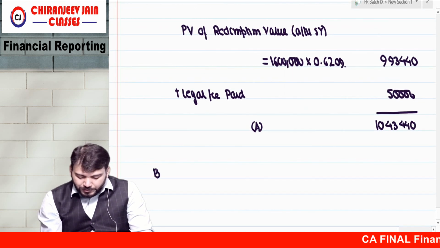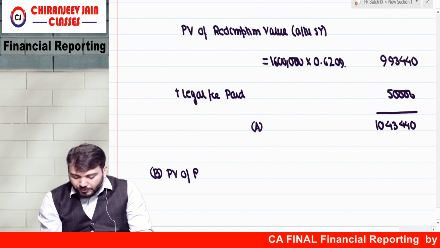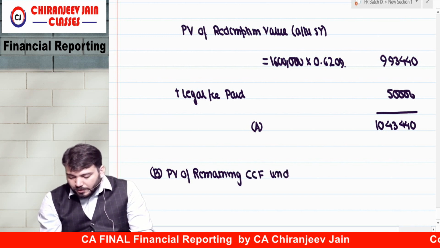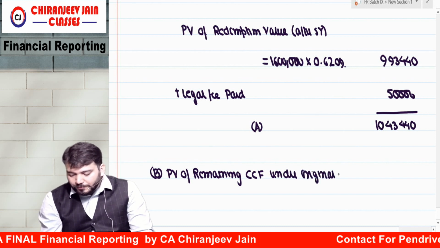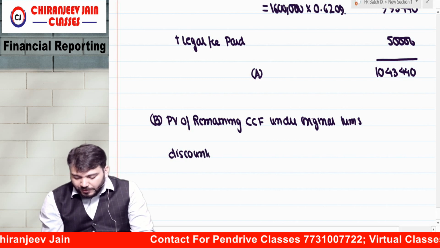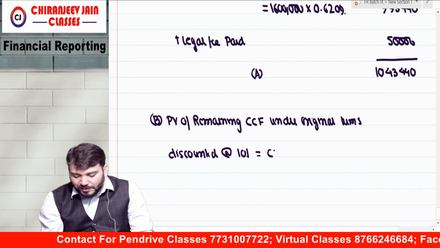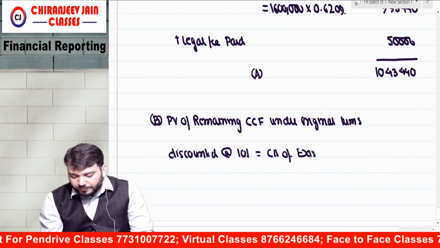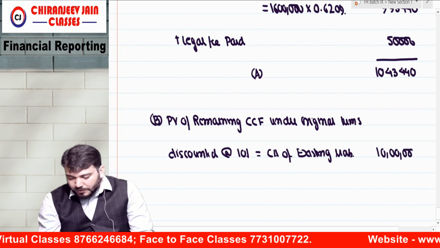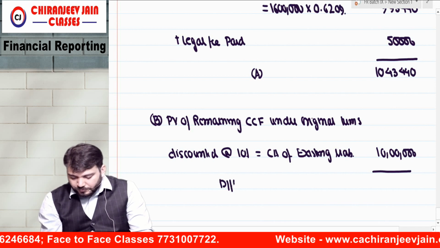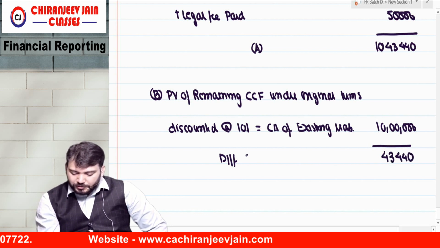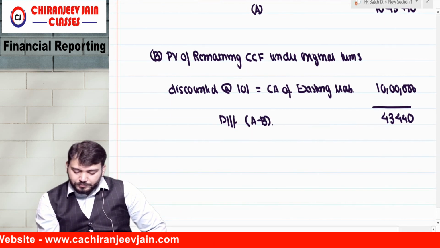Then we'll find out B. B is equal to what? Present value of remaining contractual cash flow under original terms, discounted at 10%, which is equal to the carrying amount of existing liability, so which is equal to 10 lakh only. 10 lakh, but how much difference? Difference is equal to 43,440. This is A minus B, correct?